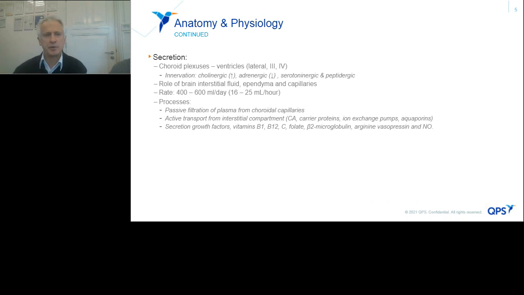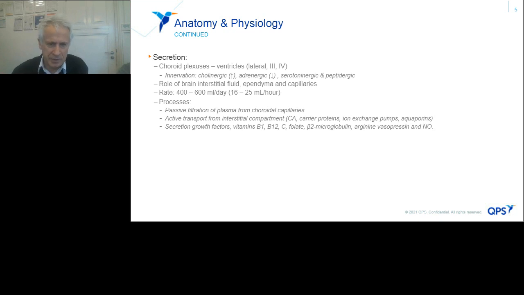The cerebrospinal fluid is made in the choroid plexuses. These are in the ventricles, the three that I've mentioned. Maybe some cerebrospinal fluid is also filtered from the capillaries, from the interstitial fluid and ependyma, but that is questionable. On average, around 20 milliliters of cerebrospinal fluid are made per hour. In the literature, the rate is between 16 and 25 milliliters per hour. That's relevant when you're thinking about how much you might want to take in one sampling.